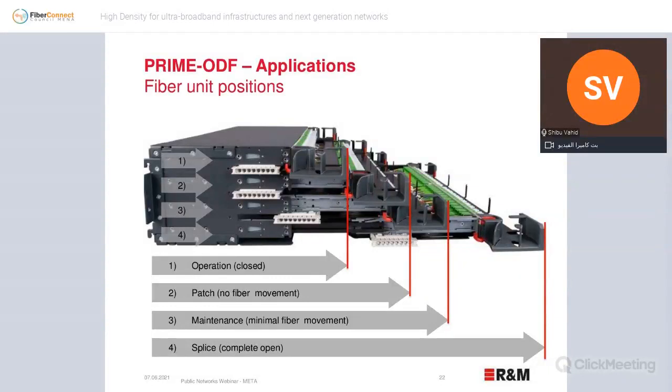A well-designed sub-rack should have features for the operations team, who will be connecting and disconnecting on a daily basis. They should not need to open the system, and at the same time they should be able to flexibly manage the subscribers from the front side without any hassle. This system should also offer three different movement options of the panel system, which will allow you to do a patch operation, a maintenance operation, as well as a complete splice operation without movement of fiber, or with very minimal movement of fiber, which is in a live scenario.